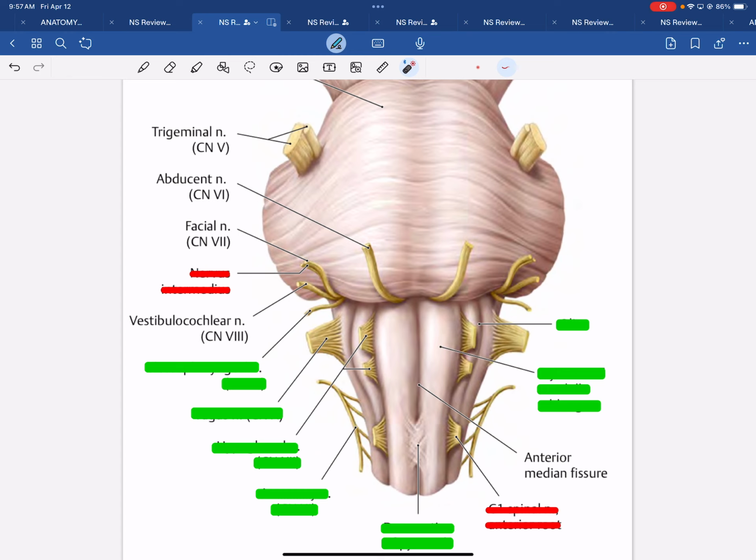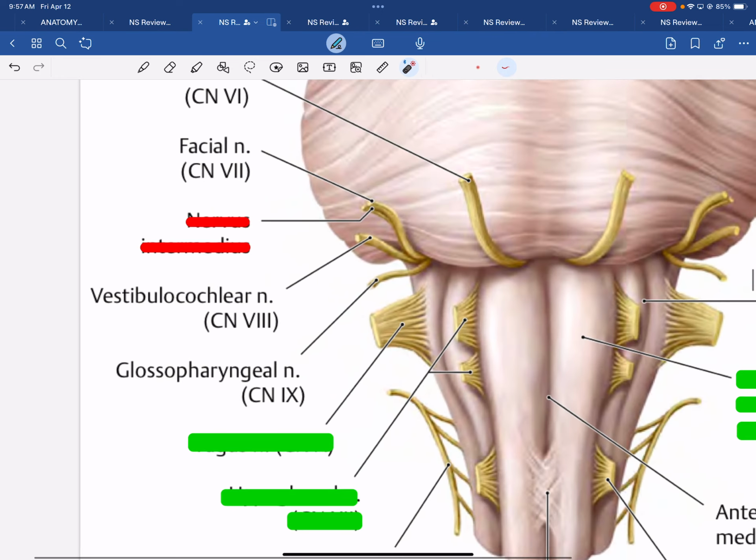Okay, and this one? Glossopharyngeal. Good. Which number? 9. Functions? Isn't it swallowing? Larynx? Oh, no, it's pharynx. But what about the pharynx? Posterior 1/3. Oh, pharynx is swallowing, somatic motor, then there is a parasympathetic. I'm still learning that one. Okay, so your salivary glands? Yeah.